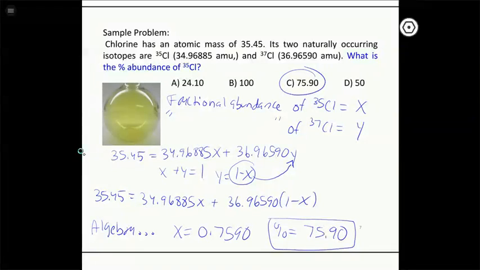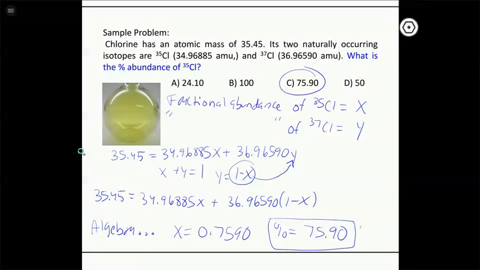We'll either give you the abundances and the masses and ask you to find the atomic mass, or we'll have you work backwards, where we give you the atomic mass and have you solve for either the abundances or one of the individual isotope masses. So there's a few different ways we can present these problems, and it's really all the same idea.